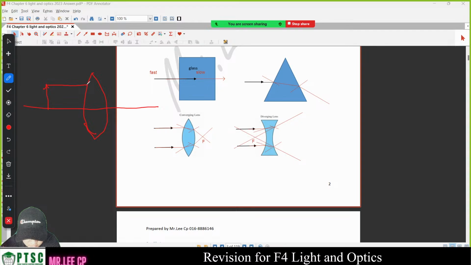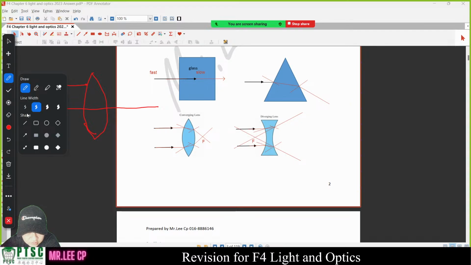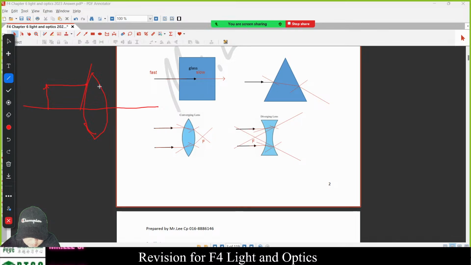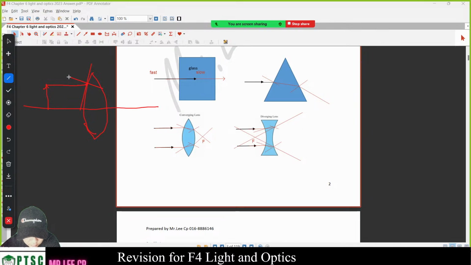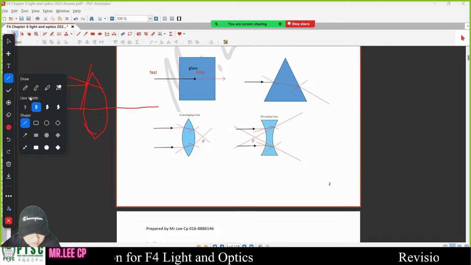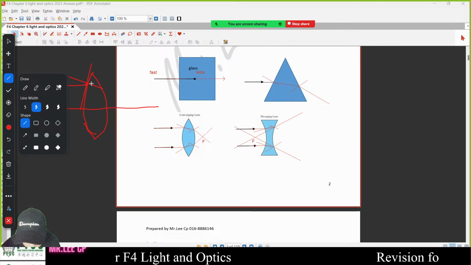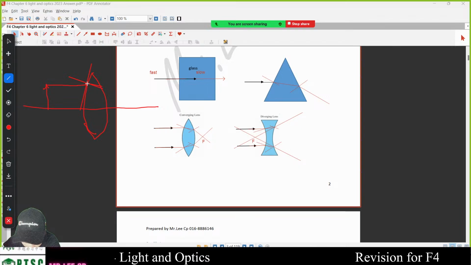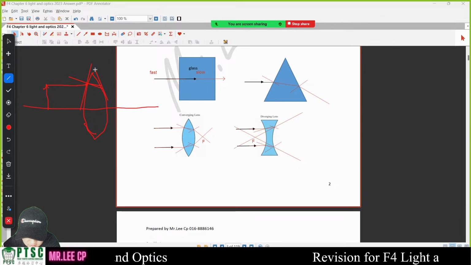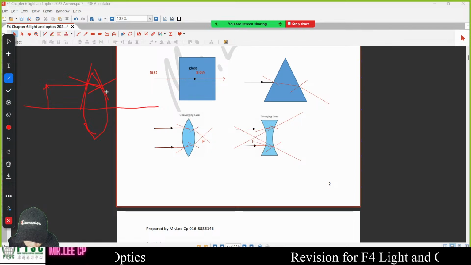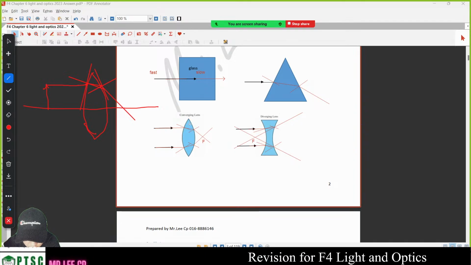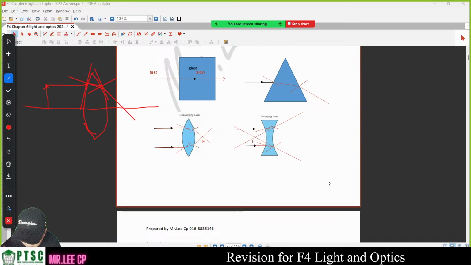This is a surface that the light goes into, so I need to draw one tangent first before I draw the normal. This is my tangent, and this is my normal. Normal is 90 degrees to the tangent. The light will not go straight, it will bend toward the normal. That's why it bends down. This is the tangent, and this is the normal. The light will not go straight, it will bend away from the normal. That's why when it goes in, it bends down, and when it goes out, it bends down.